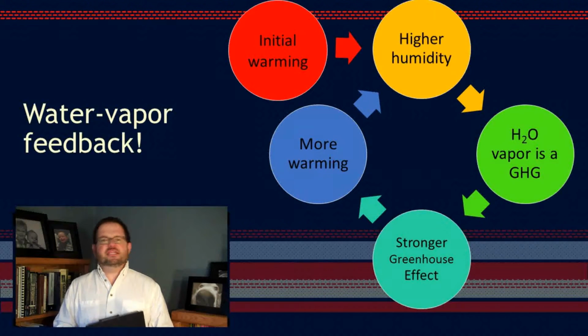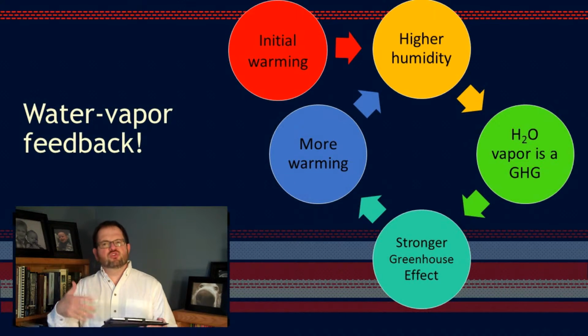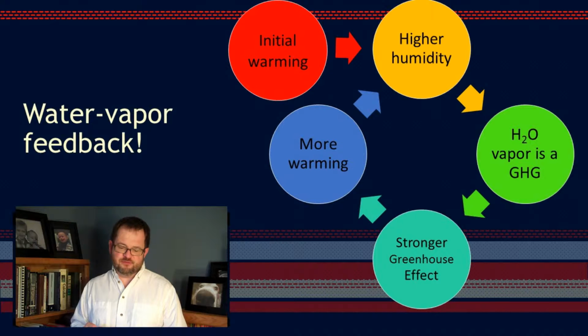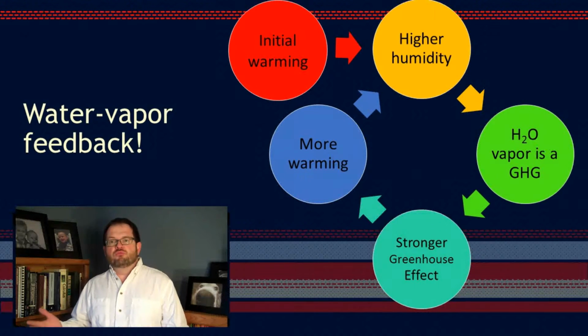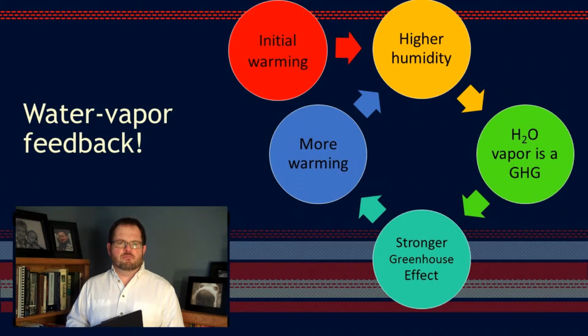And so if I wanted to draw one of these diagrams that illustrates what's going on in the water vapor feedback, if we start with some initial warming due to greenhouse gases in the atmosphere, well, the air can now hold more water vapor. We have a higher humidity in the air. But water vapor is a greenhouse gas, and so we're going to have a stronger greenhouse effect going on in the atmosphere, which means the surface of the Earth will get even warmer.